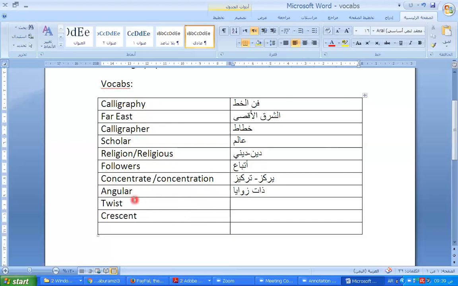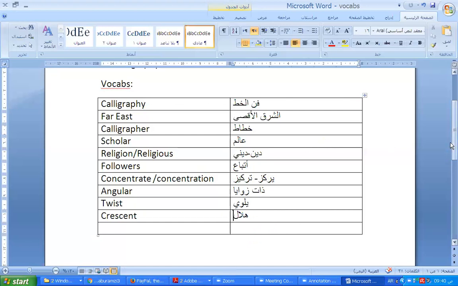Angular. Don't forget about angle, زاوية. Angular, زاوي. I don't know if the adjective is correct in Arabic, you say زاوي meaning having angles, the line has angles. A twist, ملتوي, يلوي أو يثني, or ملتوي. Here it is a verb. Crescent is like hilal. The Red Crescent, منظمات الهلال الأحمر.